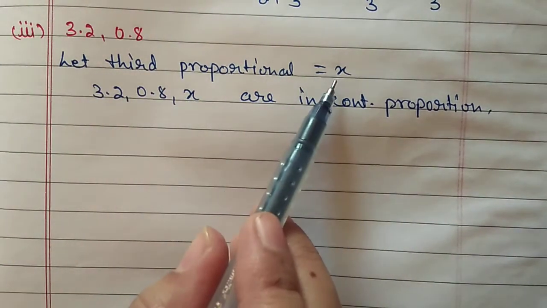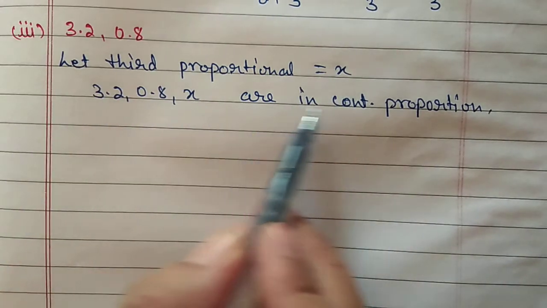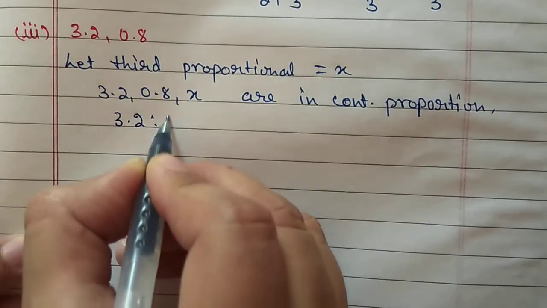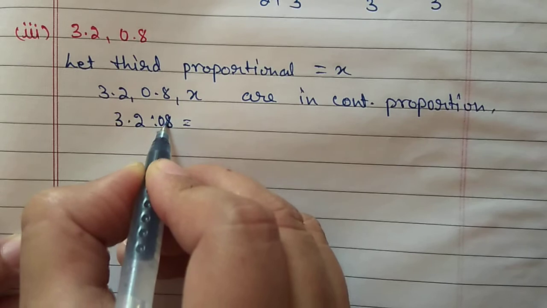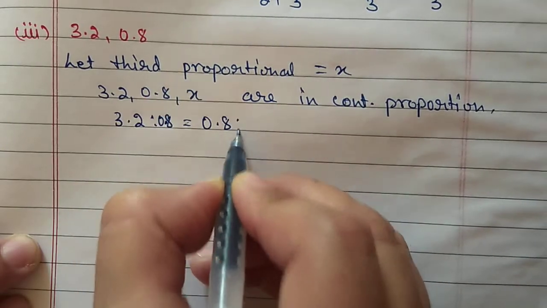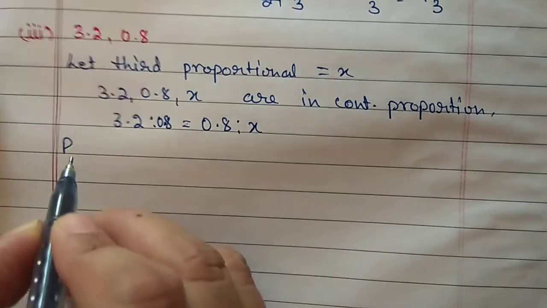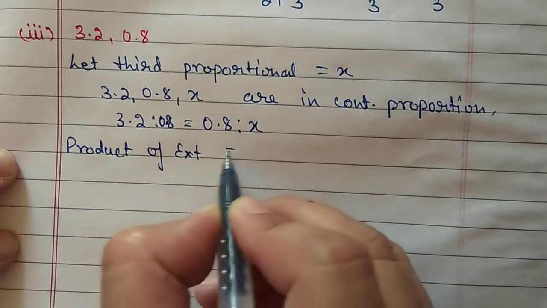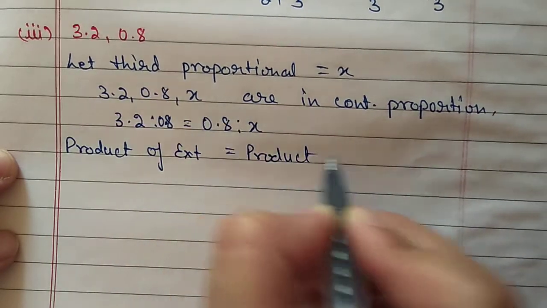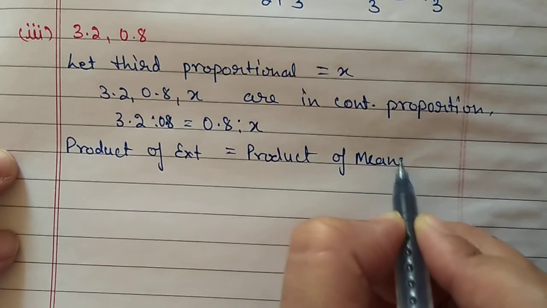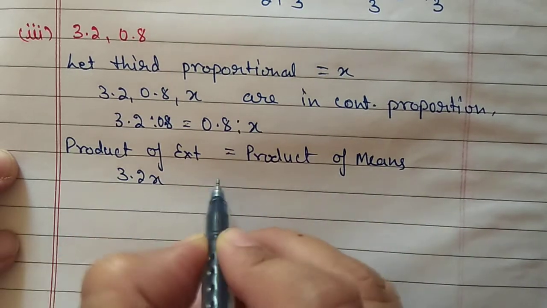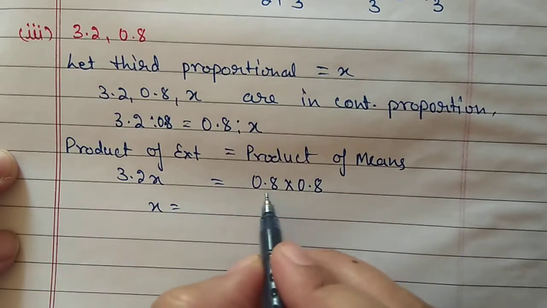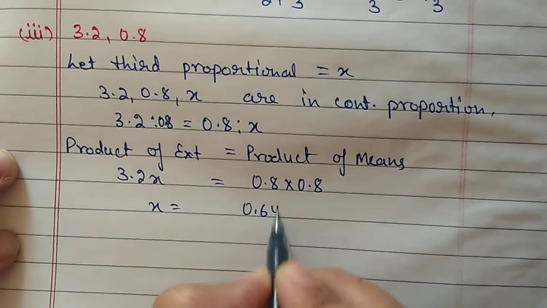So let the third proportion be x here. These three numbers will be in continued proportion, or we can say 3.2 ratio 0.8 is equal to 0.8 ratio x. Then we will use product of extremes equal to product of means. Extreme values are 3.2 and x, and means values are 0.8 into 0.8. So x will be 0.8 times 0.8, which becomes 0.64 divided by 3.2.